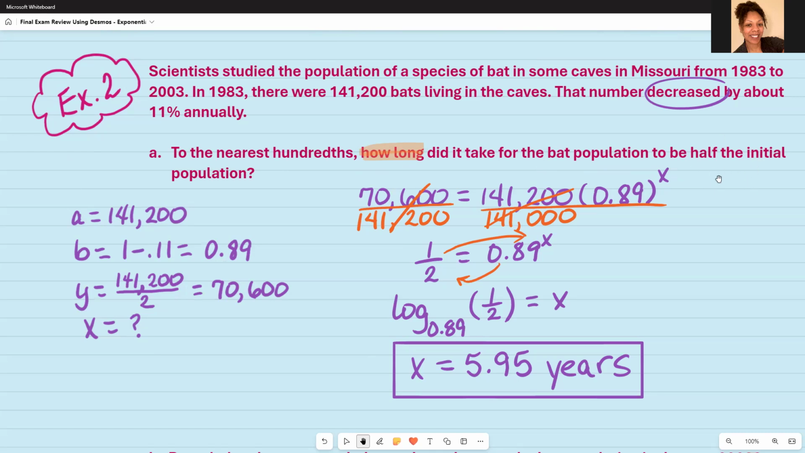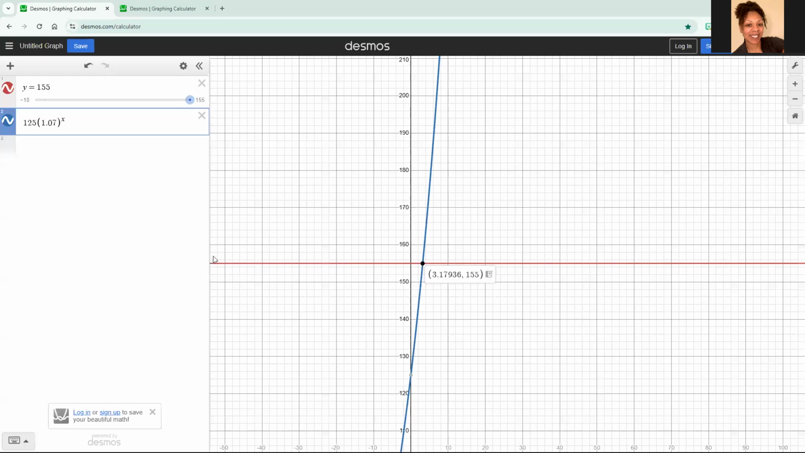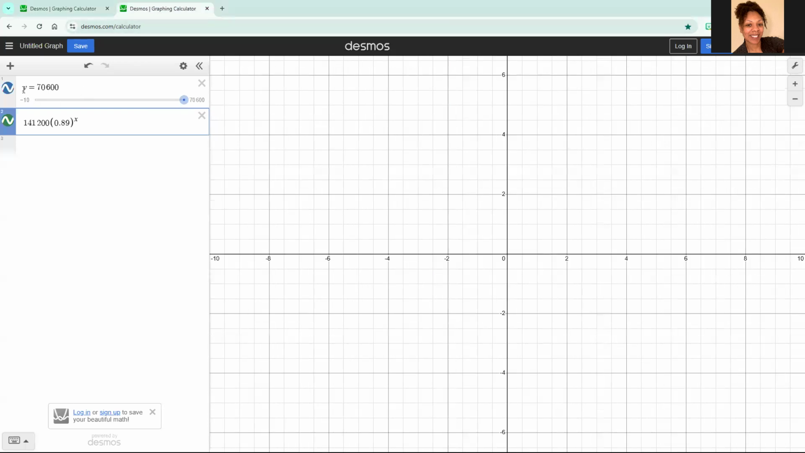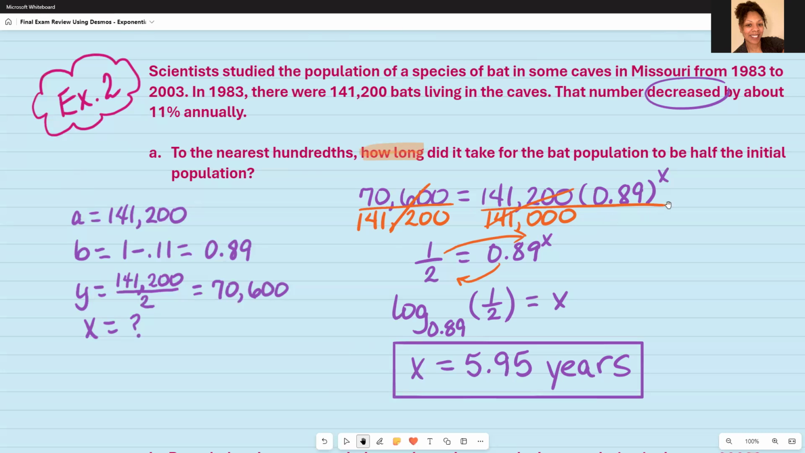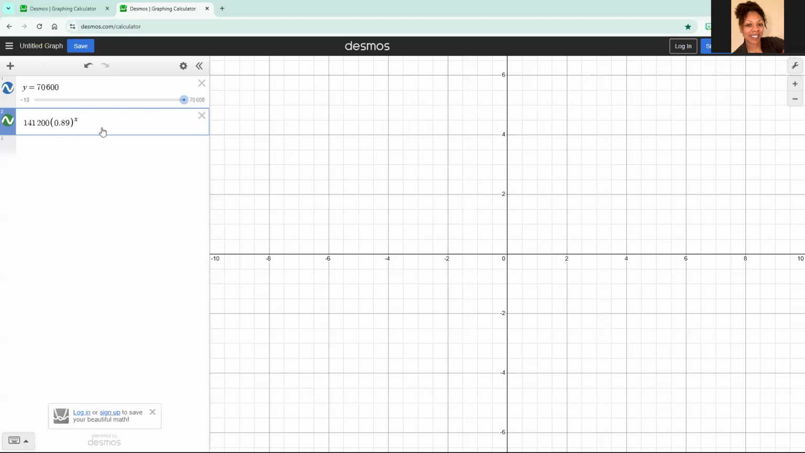So now here you have to be careful because you're like, well, where did this come from? It's at half of the initial population. The initial population was this. So that's where Y is coming from. Now that I know this information, Y equals this amount, I can go to Desmos and I can type in Y equals that amount. And then to the right of my equal sign, I can type this in on another line in Desmos.